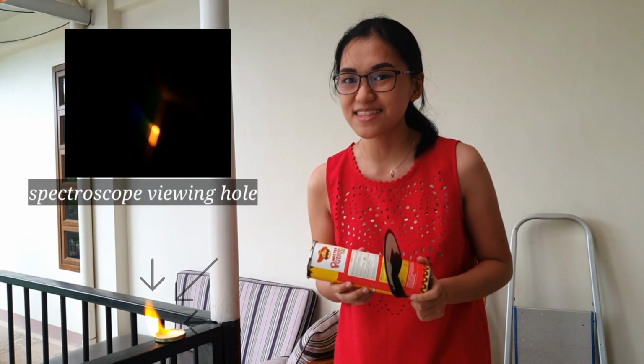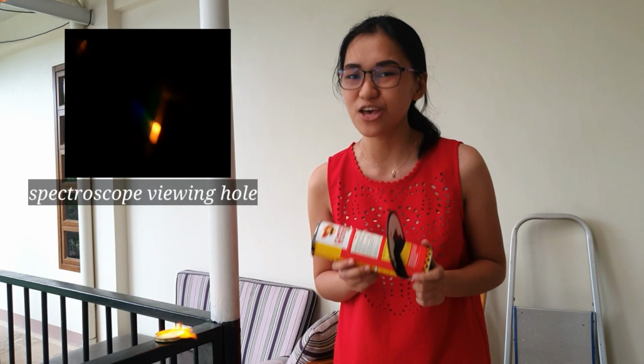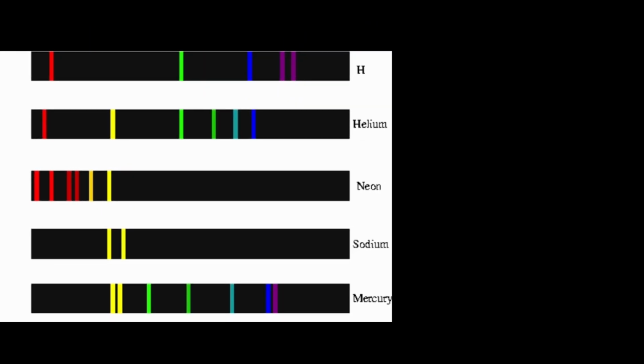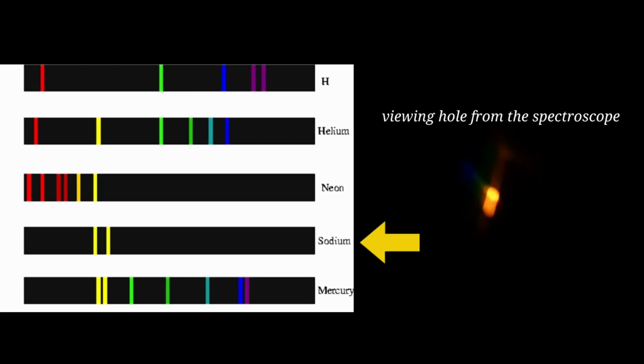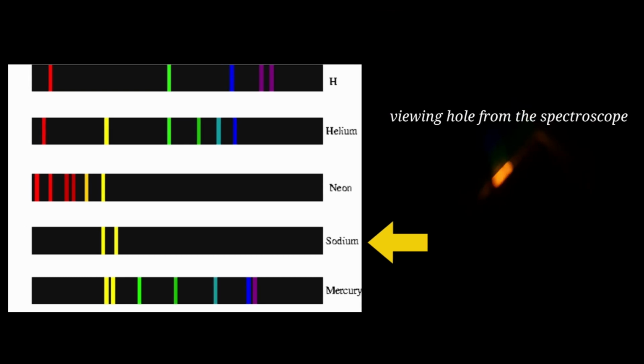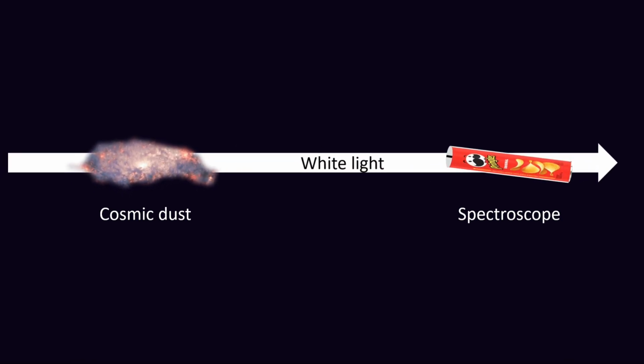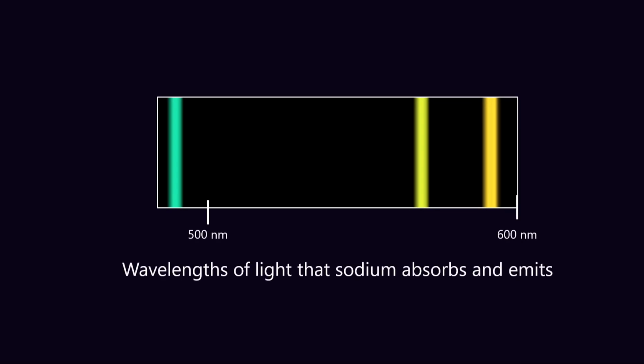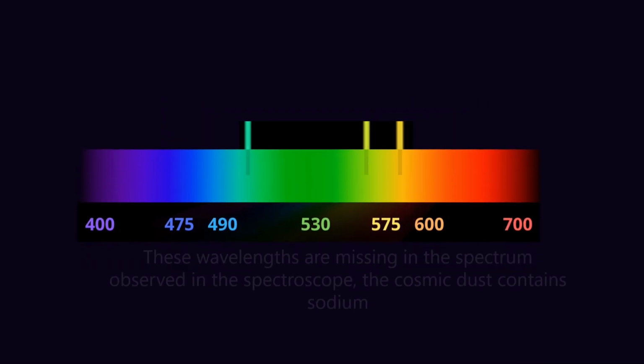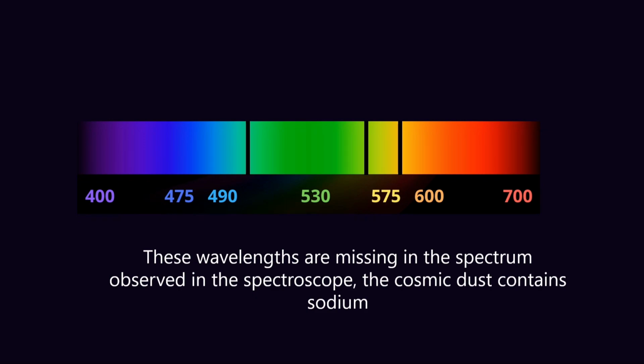When we point our spectroscope to this yellow flame, we would see that the light it gives off is mostly made up of yellow light. When we look at the specific wavelengths of these colors, we would actually see that these are the wavelengths that sodium absorbs and emits. Therefore, when we look at the spectrum of light that passes through, say, a cosmic dust, and the yellow colors in the corresponding wavelengths that we observed are missing, then we can say that the cosmic dust from which the light has passed through contains sodium.